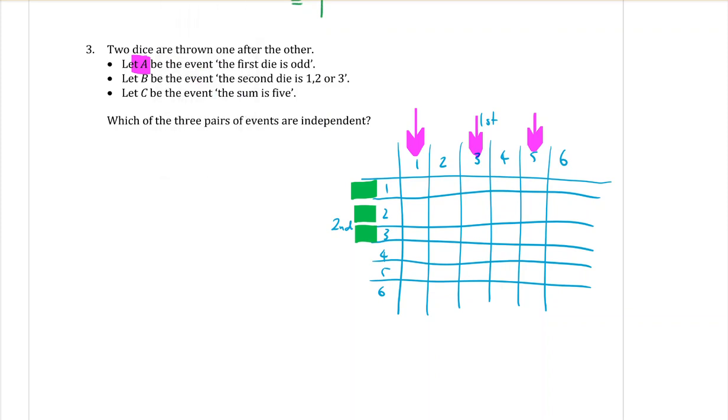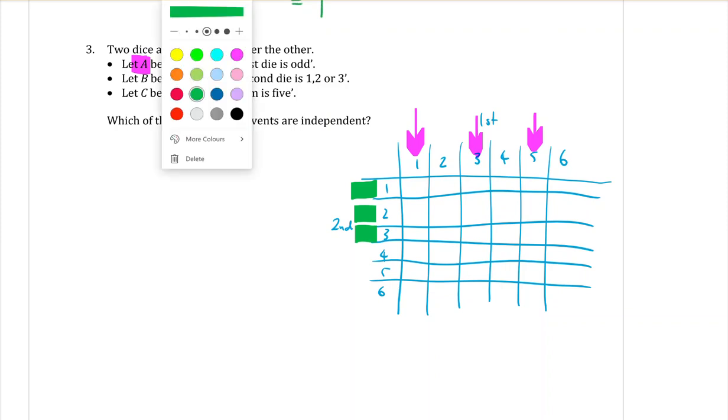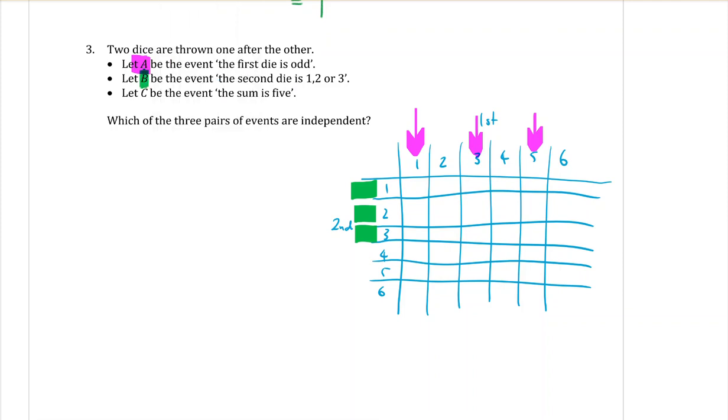And finally, the third event is that C is the event that the sum is 5. So a 4 and a 1 makes 5, a 2 and a 3 makes 5, 3 and 2 makes 5, and 1 and 4 makes 5.